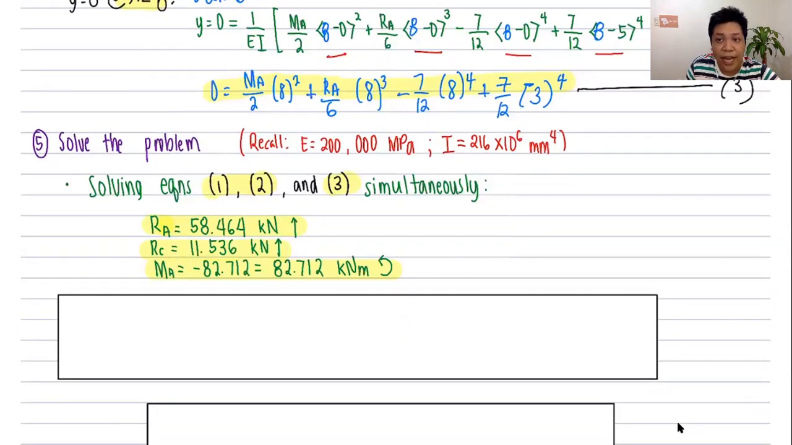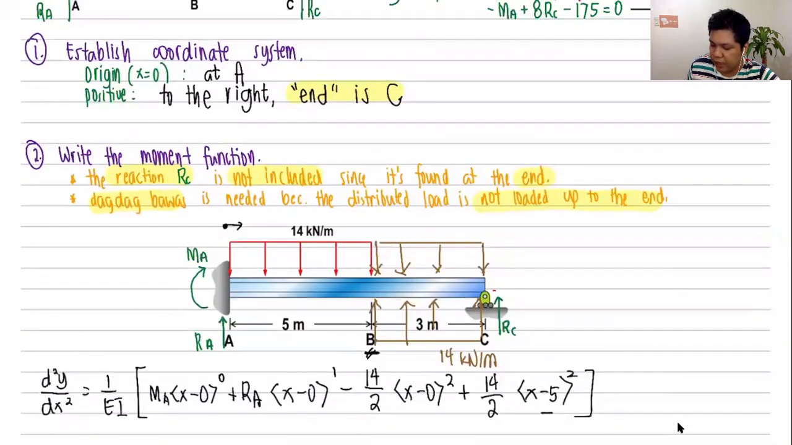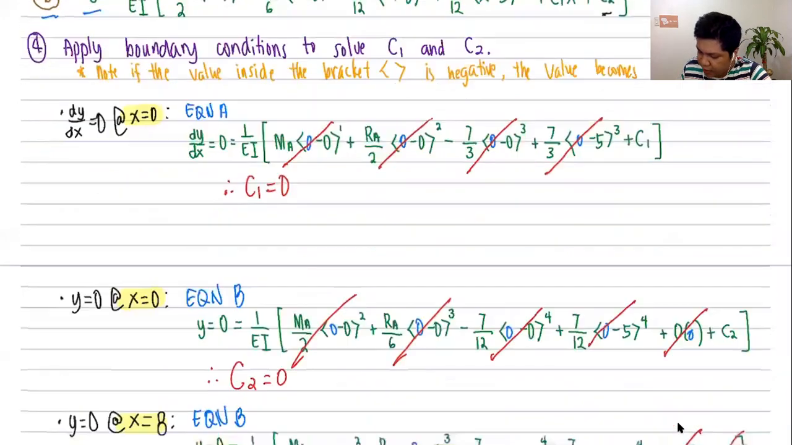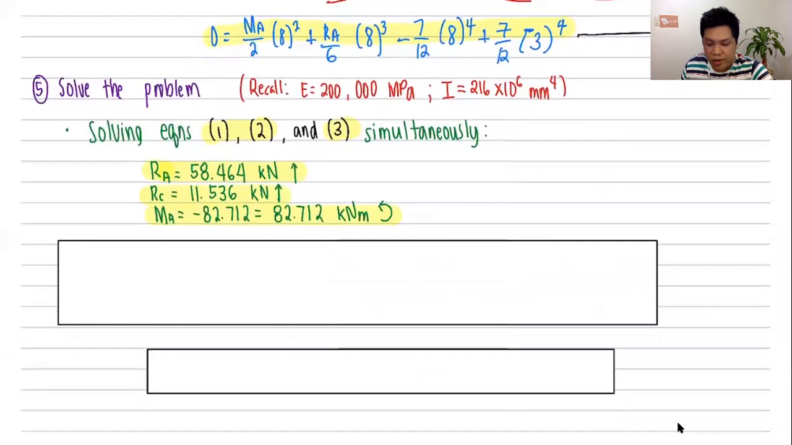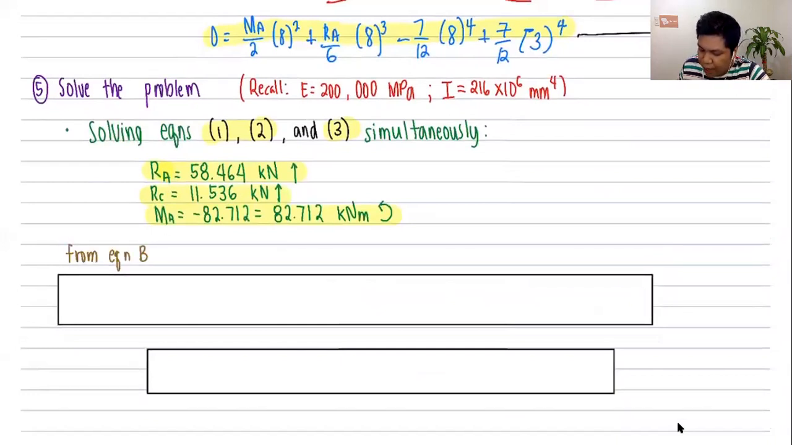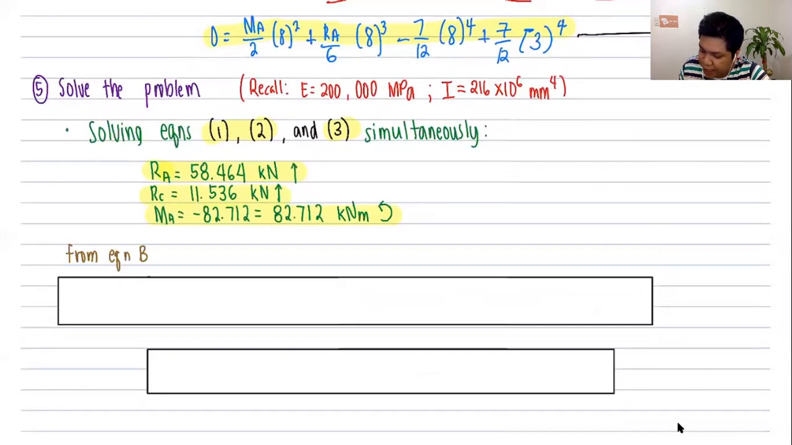Now that I know my support reactions, I can proceed to the second question, which is, what is the deflection at point B? So going back to our figure, what is the deflection at point B here? So what I can do is, again, I'll just use equation B. From equation B, I'll just copy equation B.